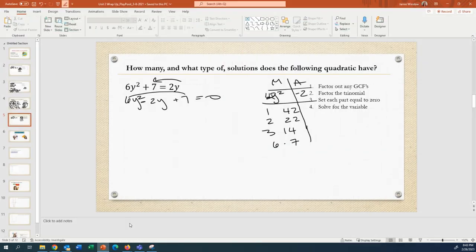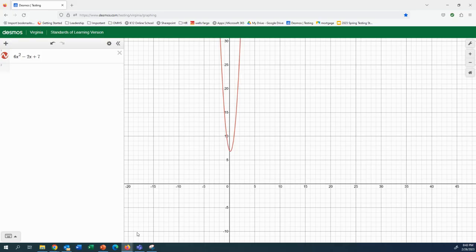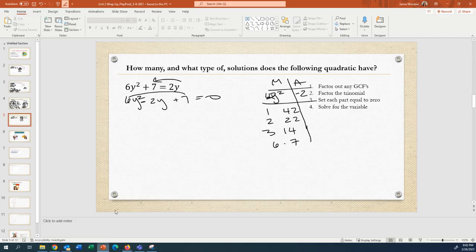So the first note here was that there were no two numbers to give us negative 2. So we couldn't factor it by hand yet. And then when you look at the graph, it never crosses the x-axis. So we would say there are no solutions. No solutions. Doesn't cross the x-axis.